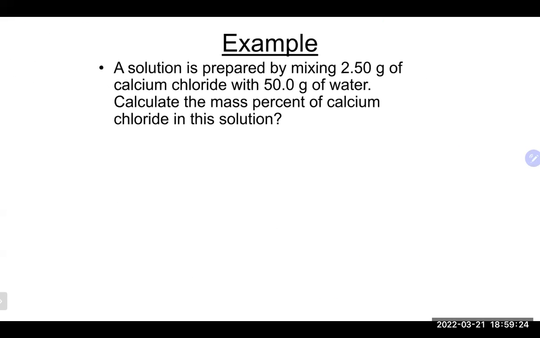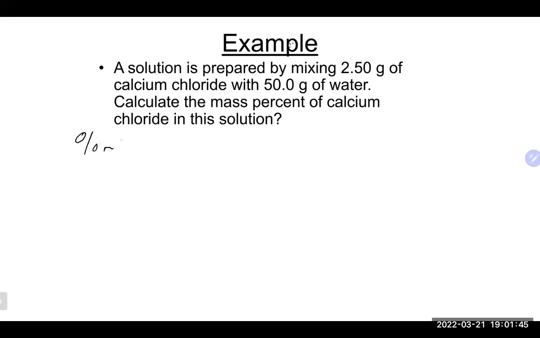Why don't we try one here to finish up on? A solution is prepared by mixing 2.5 grams of calcium chloride with 50 grams of water. Calculate the mass percent of the calcium chloride solution. Take a minute or two, see what you come up with. Okay, so since we're getting to the end, let's take a look. We're looking for the mass percent.